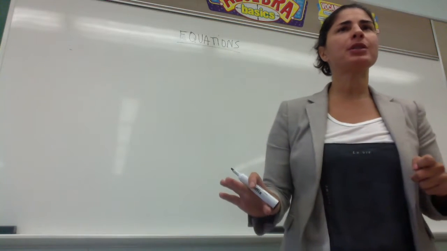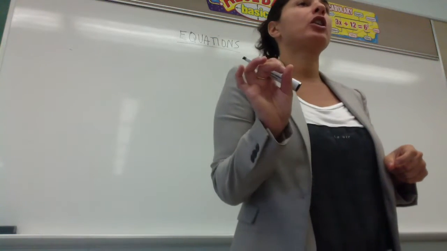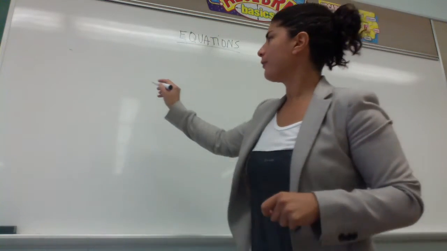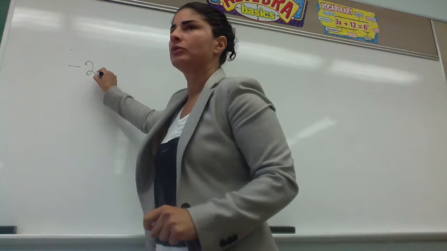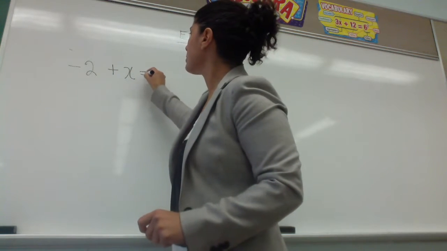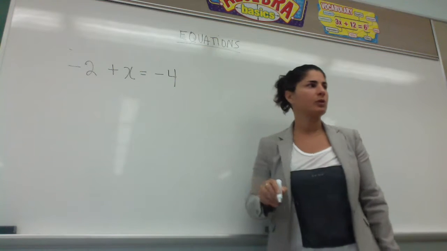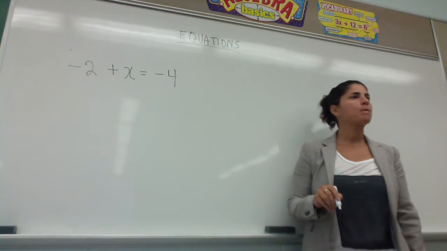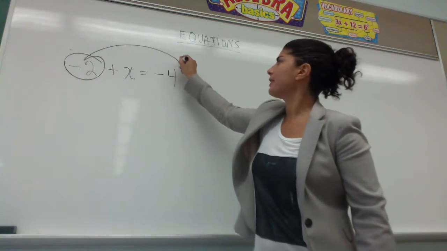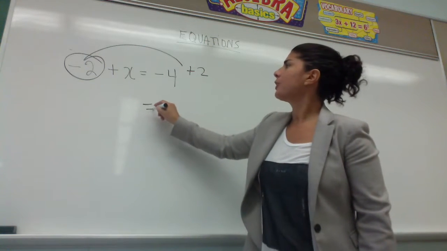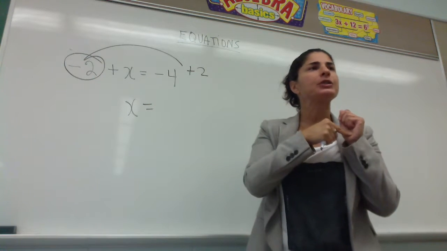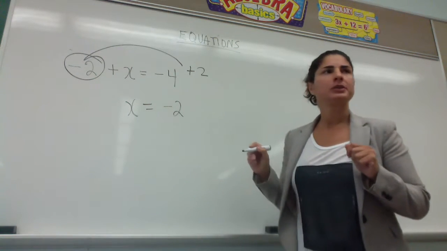A few more examples, and then we're moving on to two-step equations. So a few more examples. How about if I said negative 2 plus x equals negative 4. What do we do? Okay, so you carry it over as a plus 2. So now you're going to say x is equal to, and you're going to take your calculator, and what's your final answer? Negative 2. Good.